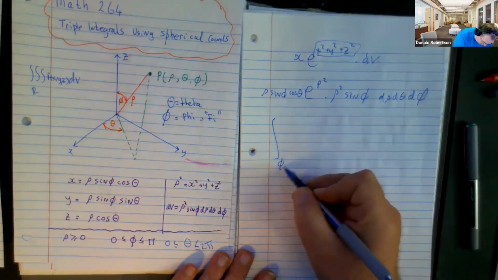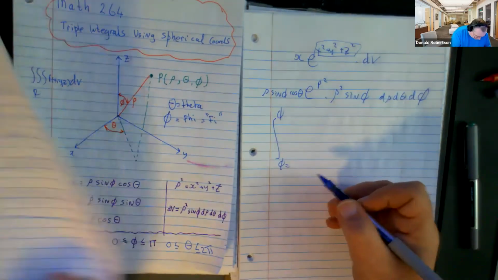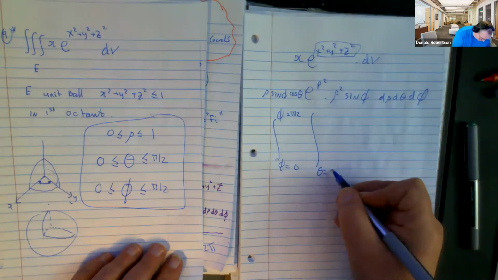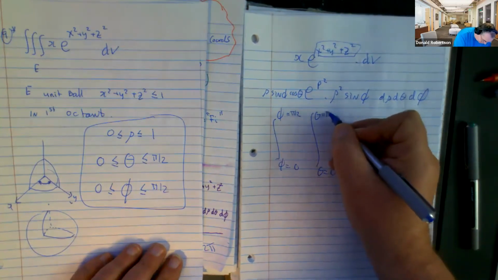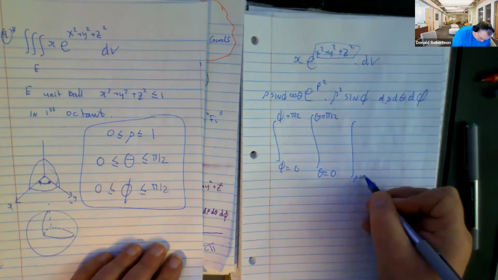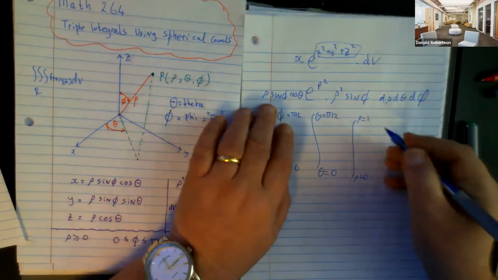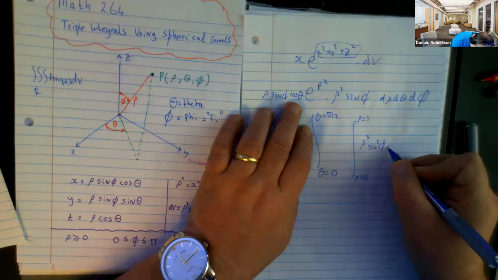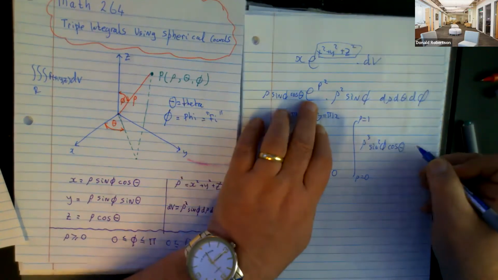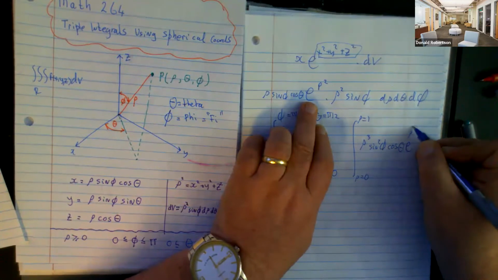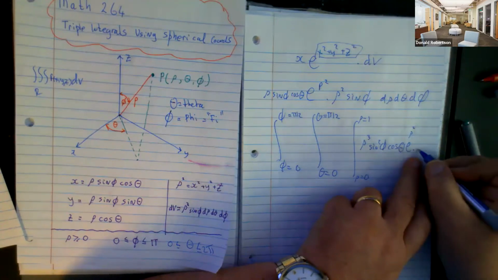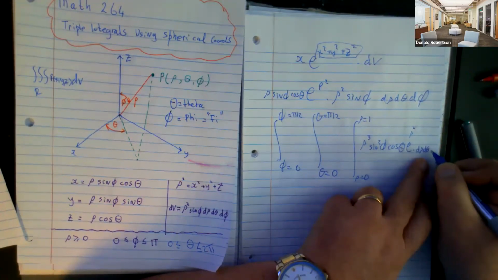We're going to do phi on the outside this time. And phi goes from 0 to pi upon 2. Then we're going to do theta next, which is also 0 to pi upon 2. Then we're going to do rho, which was from 0 to 1. And then it's this horrible mess tidied up. So that's going to be rho cubed sine squared phi cosine of theta e to the rho squared, okay, times d rho d theta d phi.